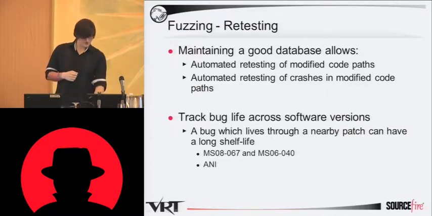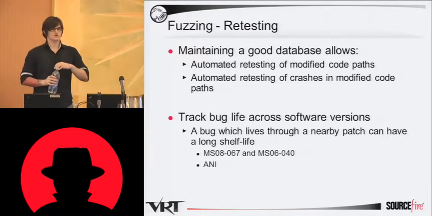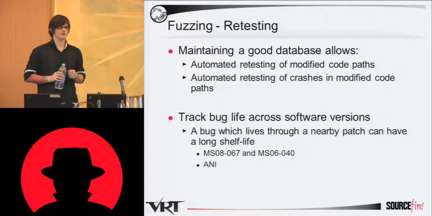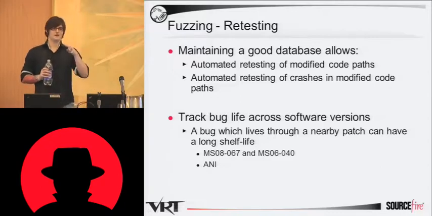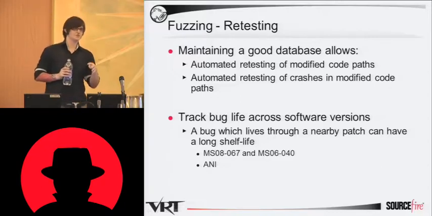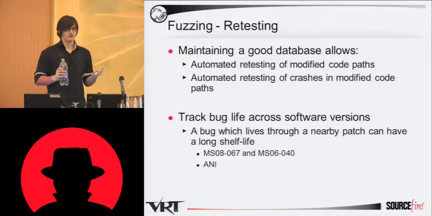Another neat thing that you can do is track bug life across different software versions. So if what you're looking for is a bug to sell to somebody who is very concerned with having a bug live a long time, you can automatically search your database for bugs that live in code paths that have been recently patched, but were still not found, because odds are those code paths won't be covered again in an audit very soon.